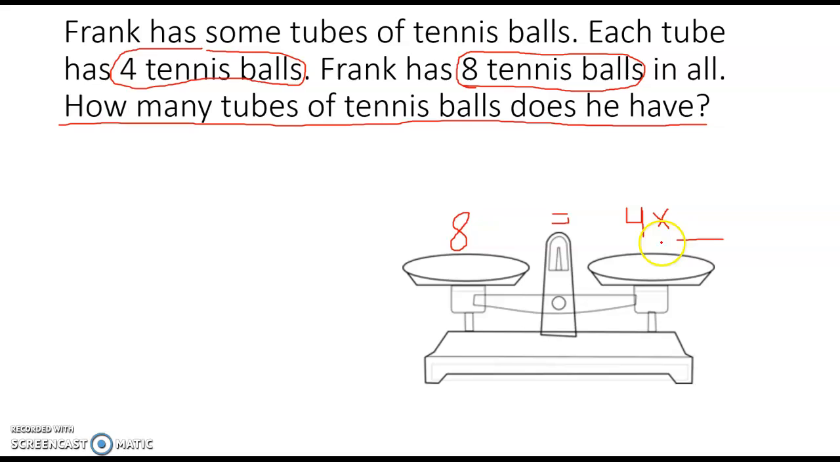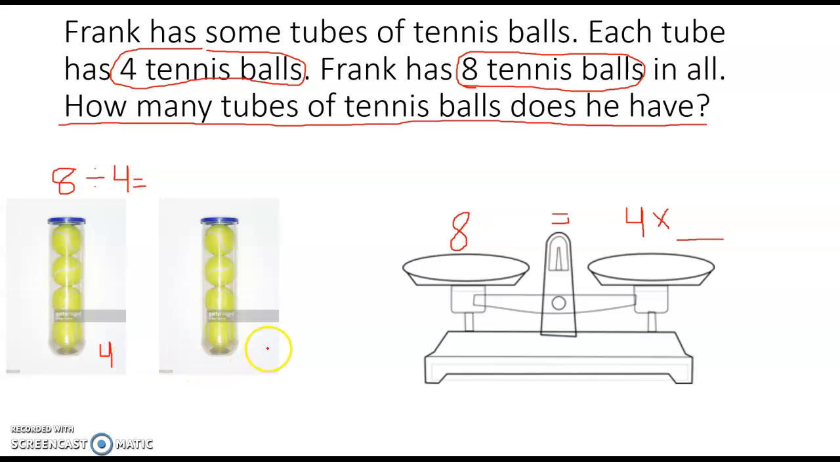We can also turn this into 8 divided by groups of 4. So let's make groups of 4. 1, 2, 3, 4, 5, 6, 7, 8. So there's our 8 tennis balls in groups of 4. How many tubes are there? There's 2. So 8 divided by 4 is 2, or 4 times 2 equals 8.